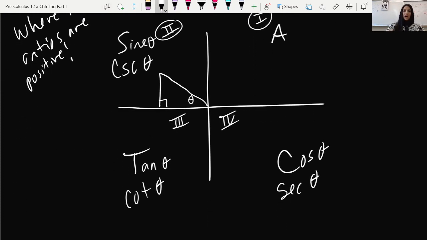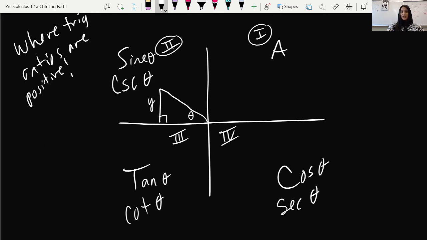So now let's go back to here. Well, the y value here is positive, but the x value in this quadrant would be negative. That's why cosine isn't positive in quadrant 2. The y value is positive and the r value is always positive because of how we get to it. It's the hypotenuse. That's why sine and cosecant would be positive here. It would either be y over r or r over y, and both of those values are positive there.